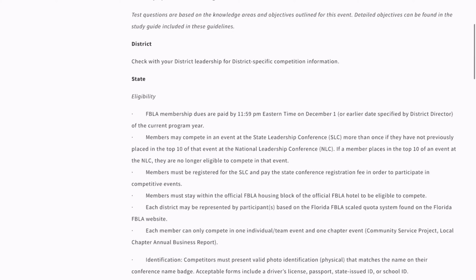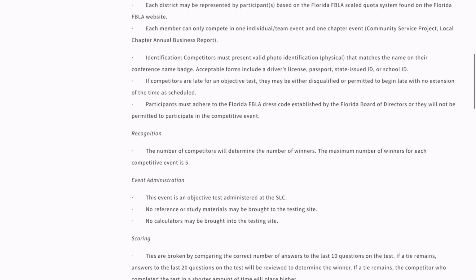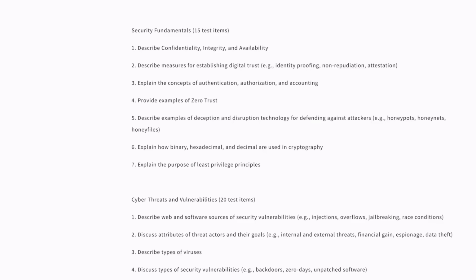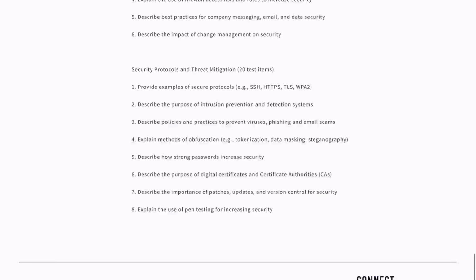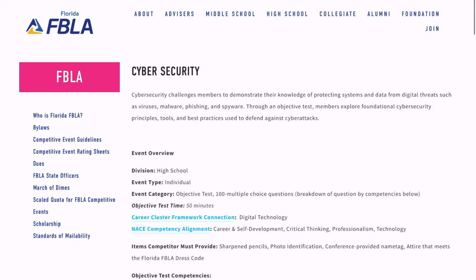And this also gives you different information about the competencies, eligibility, again, scoring, and then also it gives you the same study guide, knowledge areas, and objectives. It's the same. Security fundamentals also has 15 test items. They're the same as the one at the national level. But you want to double check both of those event guidelines. And that's it. That's how you get to both of them. That's how you get to the national event guidelines and then to the Florida specific FBLA event guidelines.